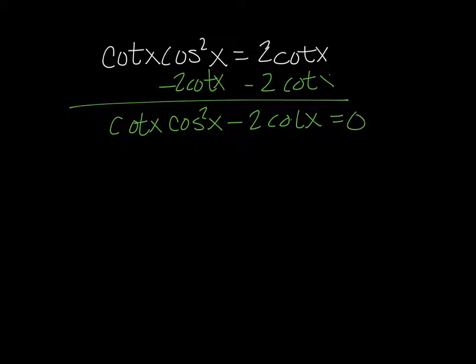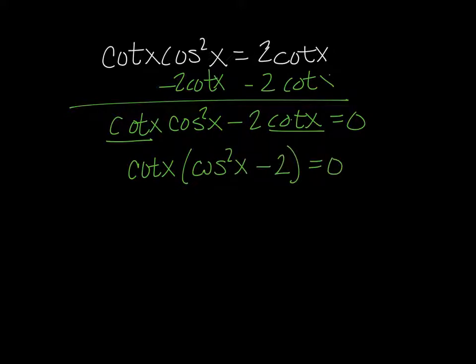And then I notice they both now have a cotangent. So I'm going to factor out a cotangent. If both of them have something in common, go ahead and factor out. And then that leaves me with only a 2 there. Okay, now I'm going to set each one equal to 0. So cotangent of x equals 0, and I can do that because they're being multiplied times each other.